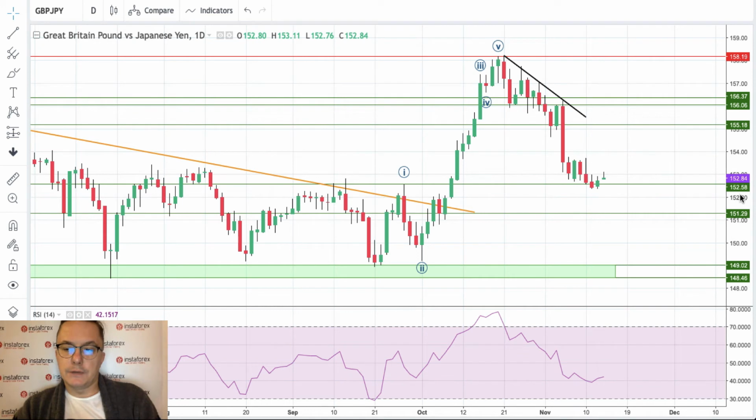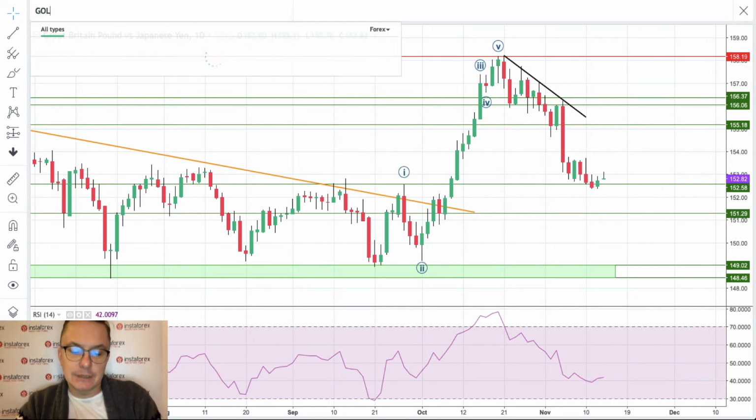Right now we are testing 152.58. The next target is 151.29, but the key technical support is the zone between 148.46 and 149.02. And if this zone consisting of 2 technical supports is clearly violated, then of course we might see a deeper decline as the upward impulsive cycle is terminated. So that is our confirmation level, 148.46.